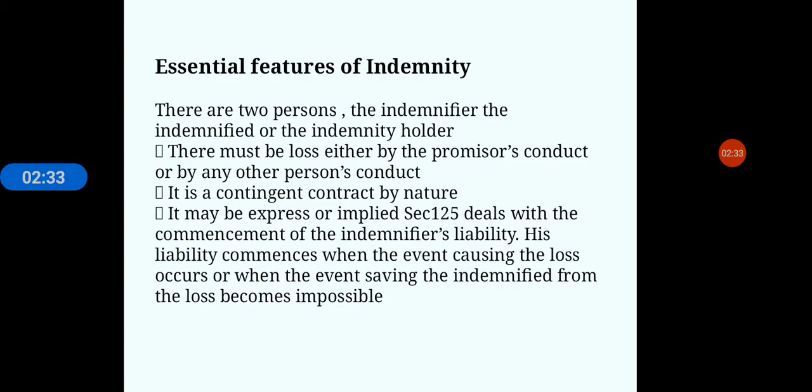The first essential feature is that there are two persons involved in the contract, the indemnifier and the indemnified or the indemnity holder. The insurance company which is turning the loss into good is the indemnifier, while the client is the indemnified or the indemnity holder. The second essential feature is that there must be loss, either by the promiser's conduct or by any other person's conduct. In our example, his house has caught on fire. So there is a loss.